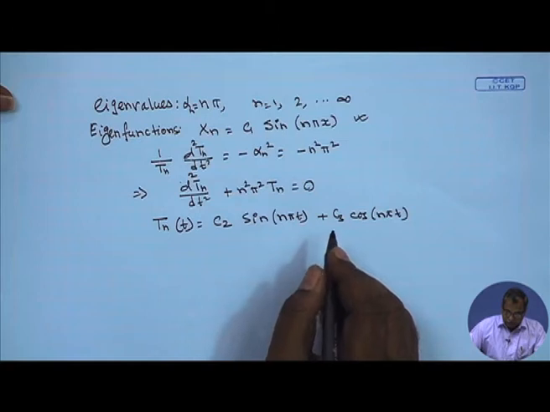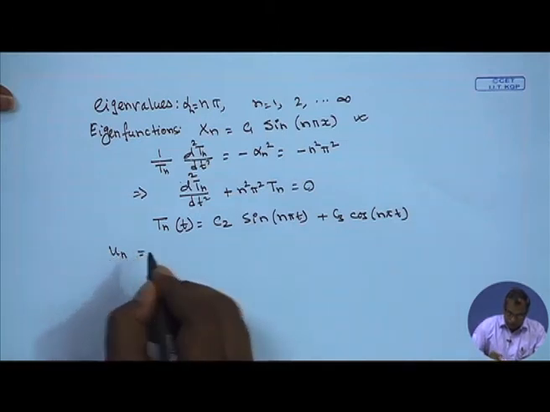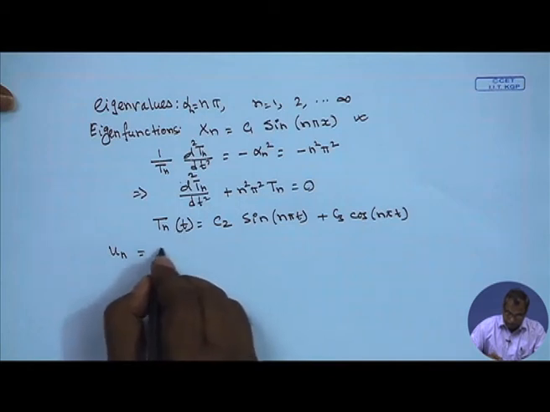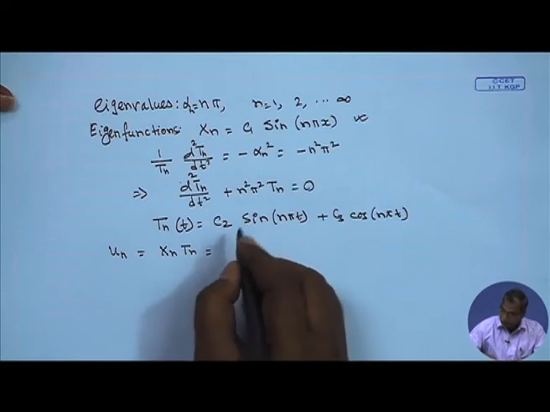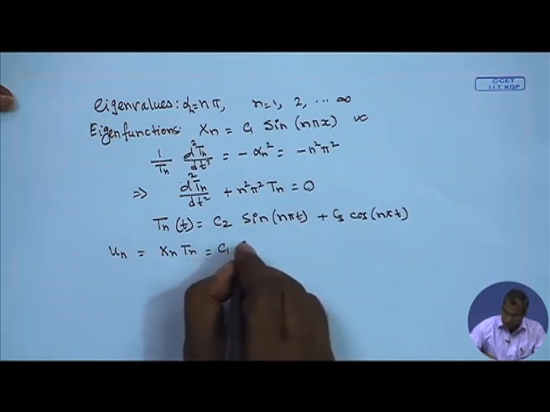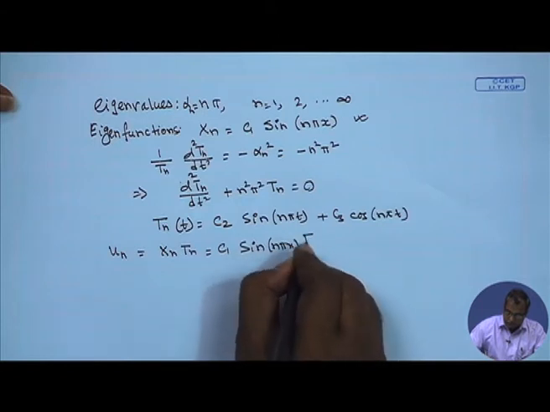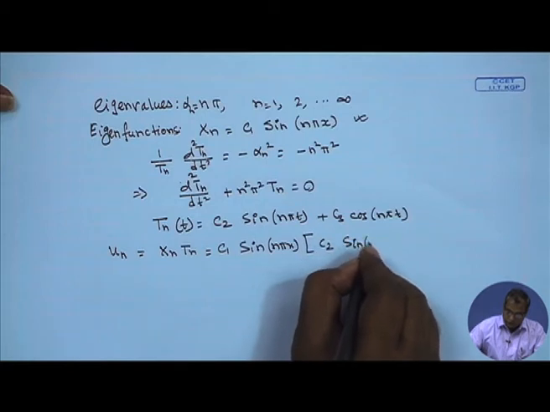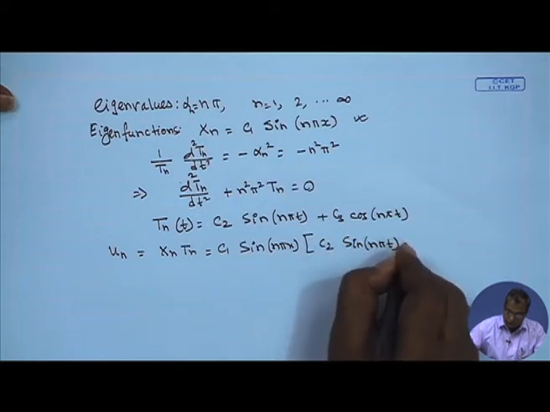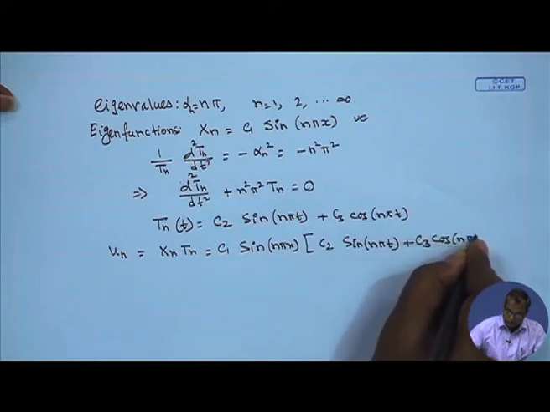Okay. So, let us look into the solution corresponding to the nth eigenvalue. This will be nothing but Xn Tn. So, it will be C1 sin n pi x multiplied by C2 sin n pi t plus C3 cosine n pi t.